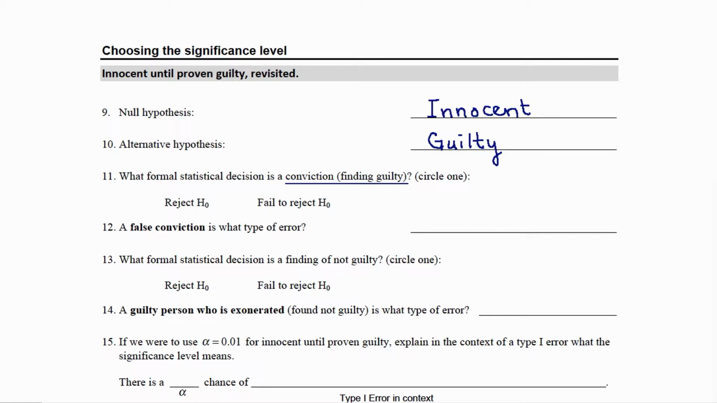And if we're coming out in support of the alternative hypothesis, that means that we reject the null hypothesis. So any conviction is rejecting the null hypothesis. A false conviction is an error in which we reject the null hypothesis even though the null hypothesis was true. A false conviction means that the person was innocent but was found guilty. So this is going to be a type 1 error because we reject the null hypothesis to get it.